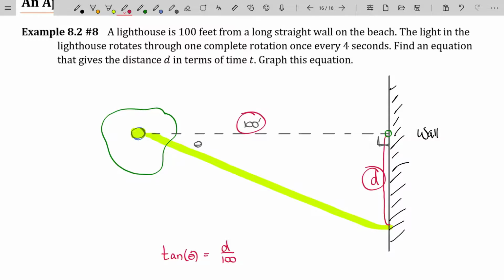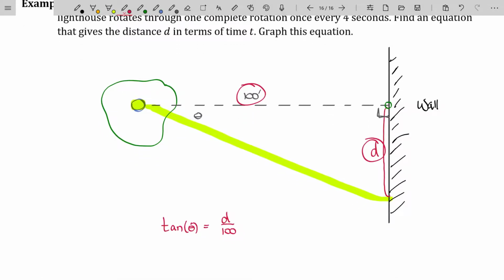So let's see if I can trade out this theta here. Let me use my black ink.